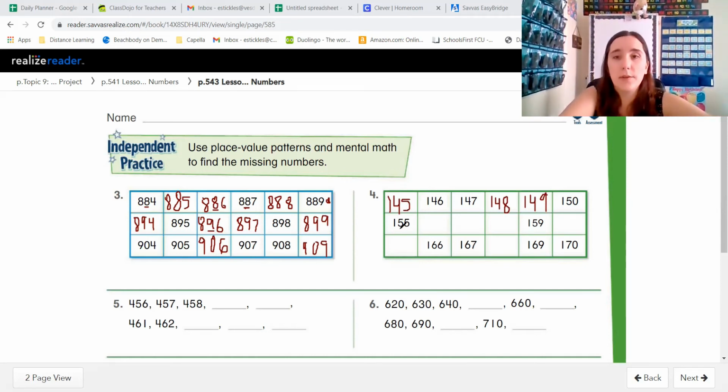145 plus 10 equals 155. Plus 10 would be 165.